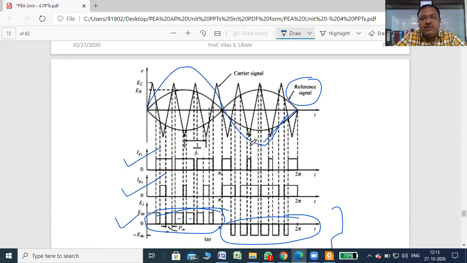So by simply changing VM, you can have a change in modulation index. If you change the modulation index, then the pulse width of the gating signal changes. It increases, so automatically the average output voltage also increases, right? So average voltage depends upon the amplitude of the reference signal. So this is called sinusoidal.